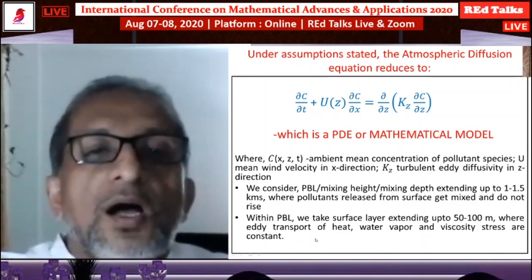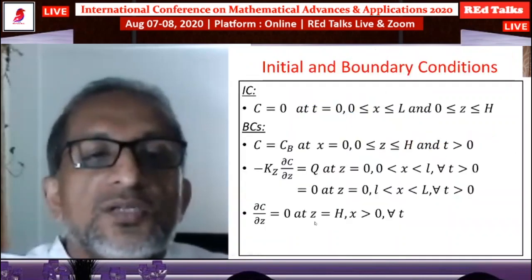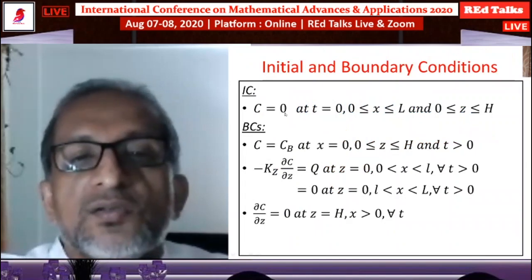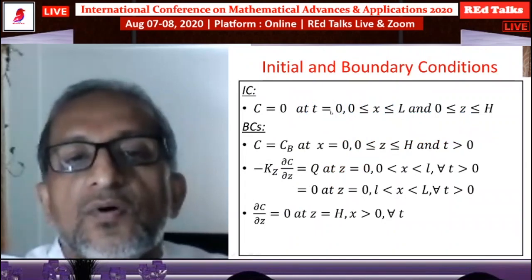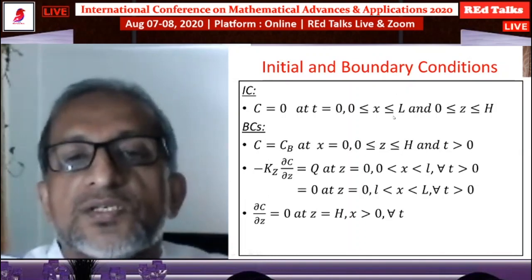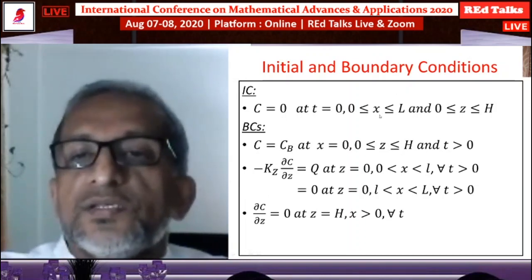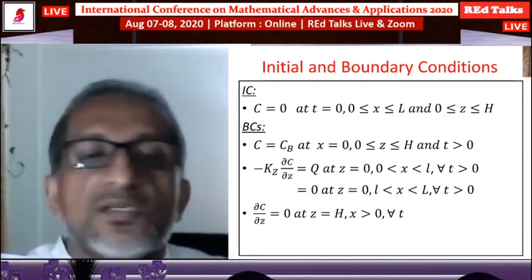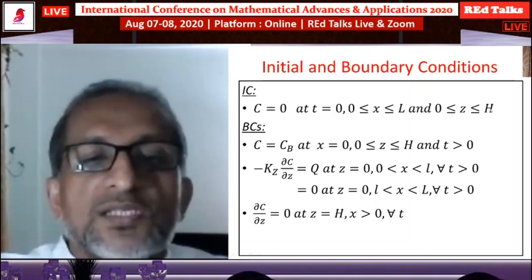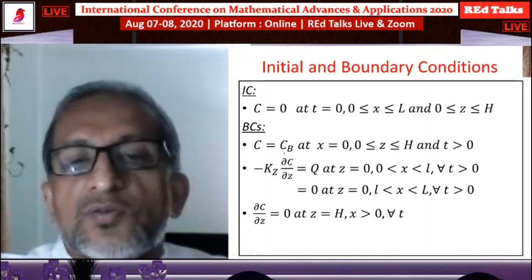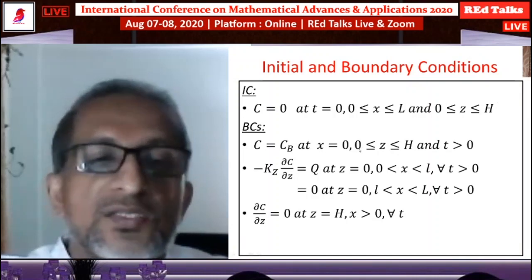So, applying the initial and boundary conditions. Initially the concentration will be 0 at t = 0, and for the desired distance we are calculating the concentration in the horizontal direction, and this is the vertical height. And the boundary condition, that is at x equal to 0, the left boundary condition, the concentration of pollutant is Cv, for 0 to h, and for all t greater than 0.